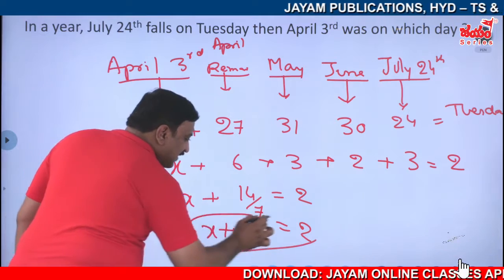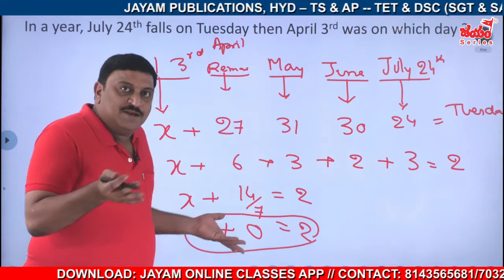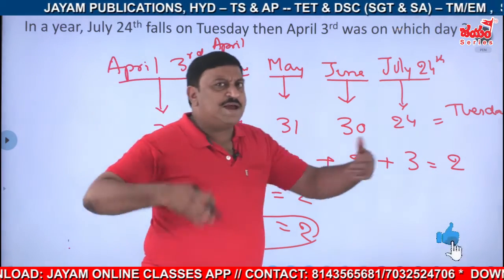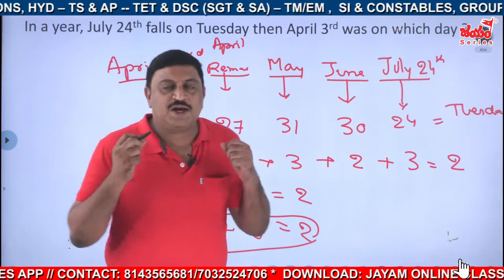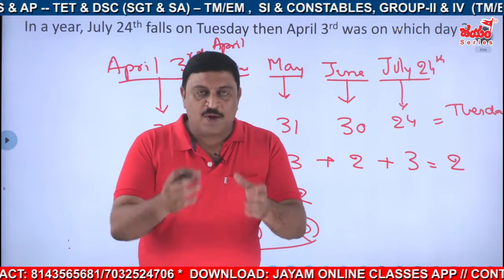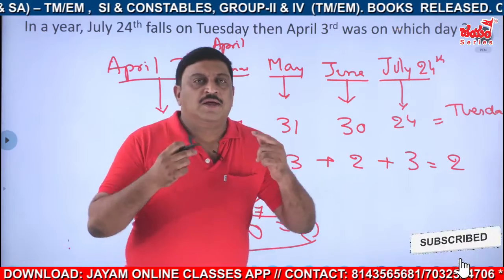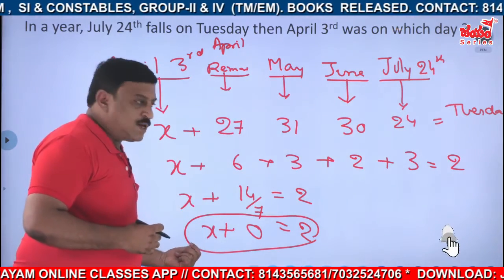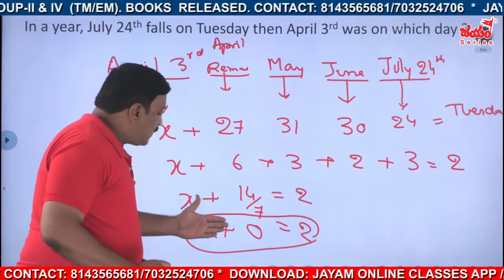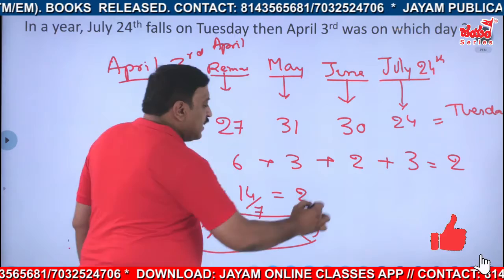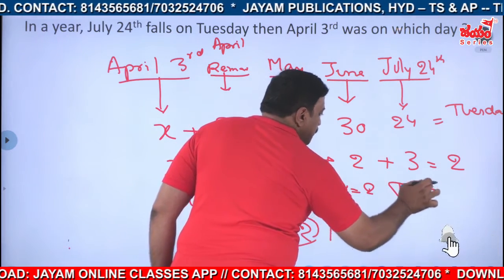What do you mean by this one? That is 0 odd days. Once you get 0 odd days, nothing but the same day will come. That's what we learn. Is it not? Once you get 0 odd days or 7 or 14, multiples of 7, that means definitely the day to be calculated and the day given should both be the same. So X plus 0 is equal to 2 means X is 2. That is Tuesday.